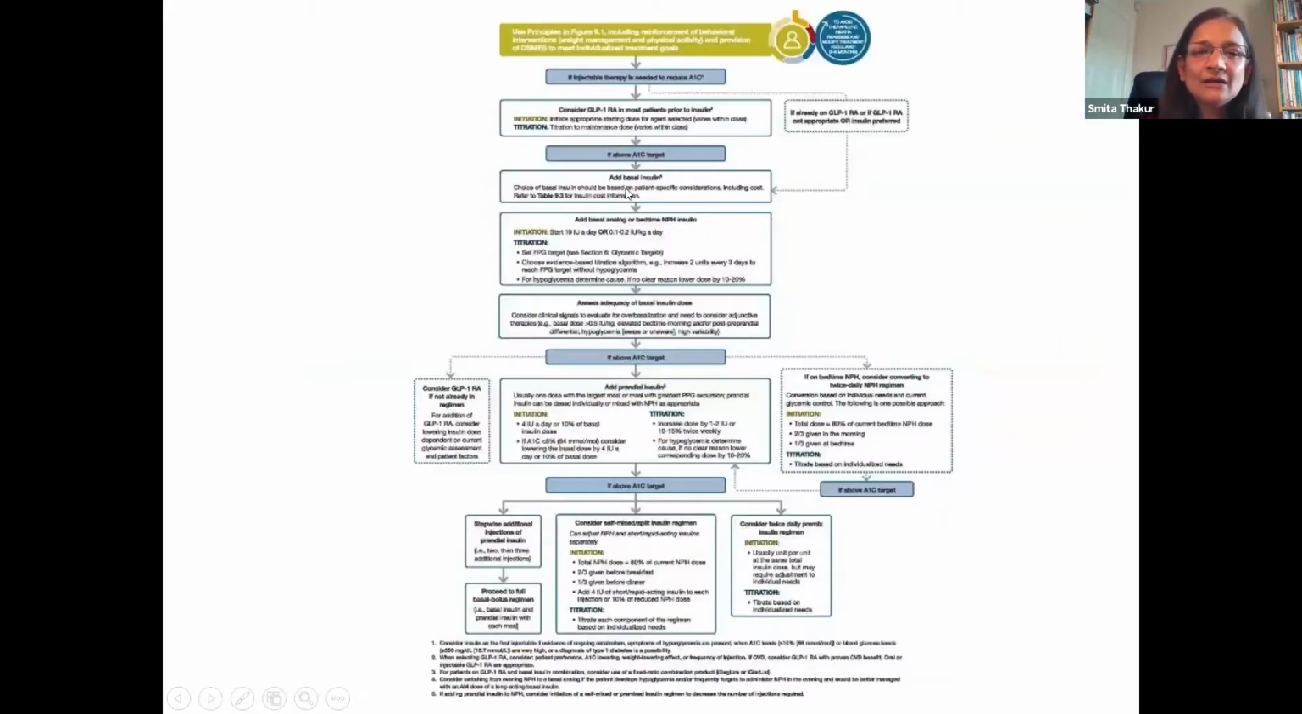In terms of insulin, if you need to add it, you add a basal insulin and start at 10 international units a day, or 0.1 to 0.25 international units per kg per day. Then repeat, increasing by 2 units every 3 days. Aim for a BM of 5 to 8.